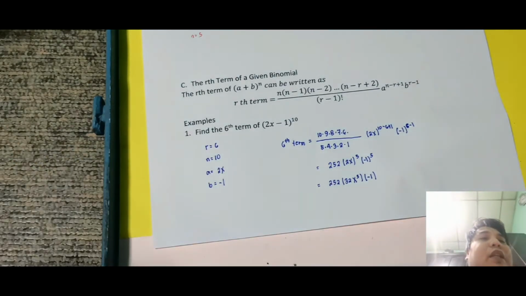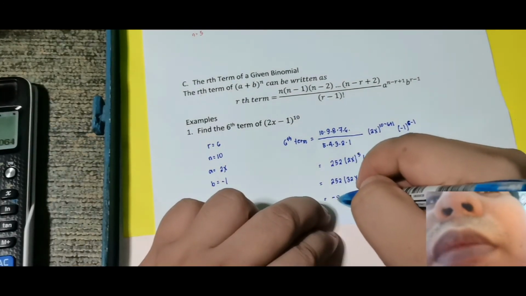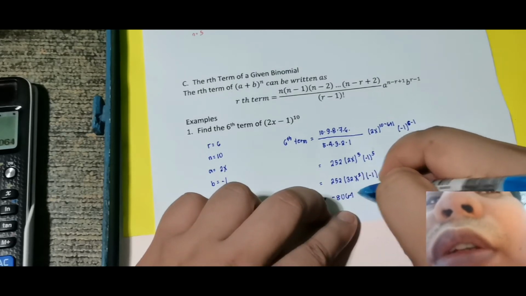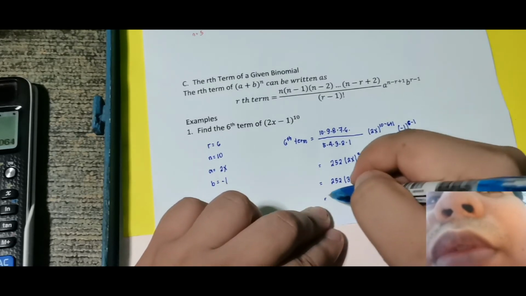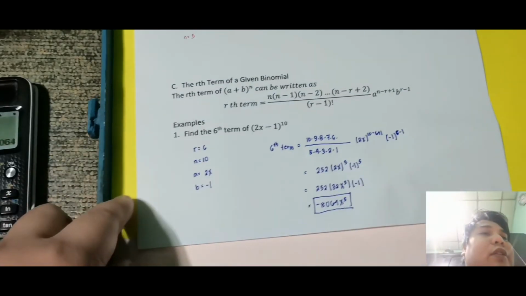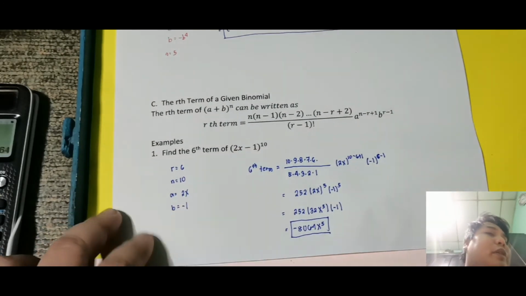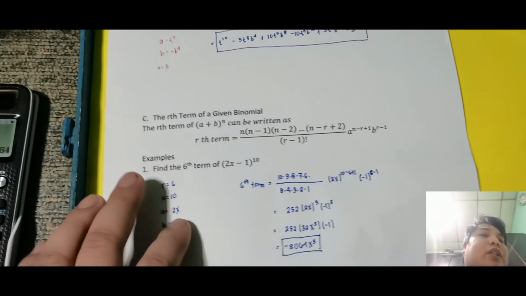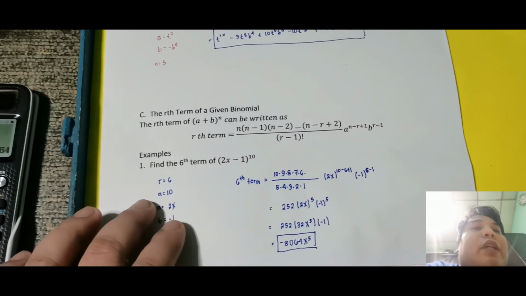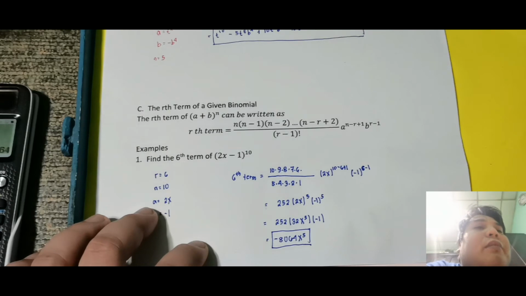Okay, then multiply na natin yan. That is 252 times 32. That is 8,064. Okay, so that is negative 8,064 x raised to 5. So ito daw yung pang 6th term pag in-expand natin. Yan. So kung ayaw mo yung gamitin yung formula natin, expand mo na lang. Tapos check mo kung yan yung pang 6 na term. So kunyari expand mo, bilangin mo lang siya. Okay, so again, maghanap ng 6th term or ng nth term, rth term sa ating binomial.